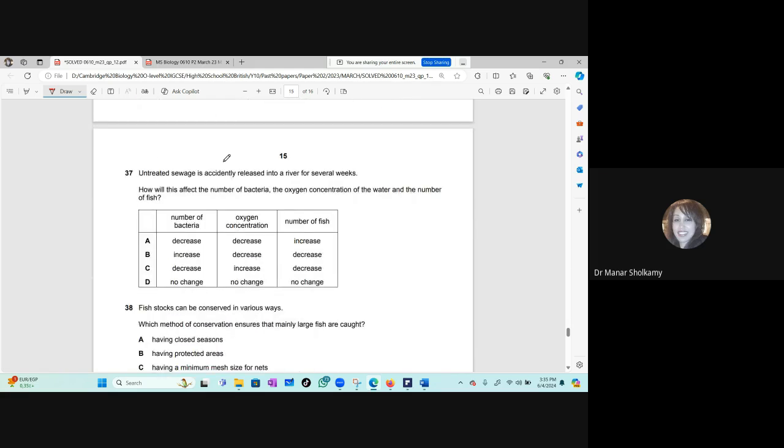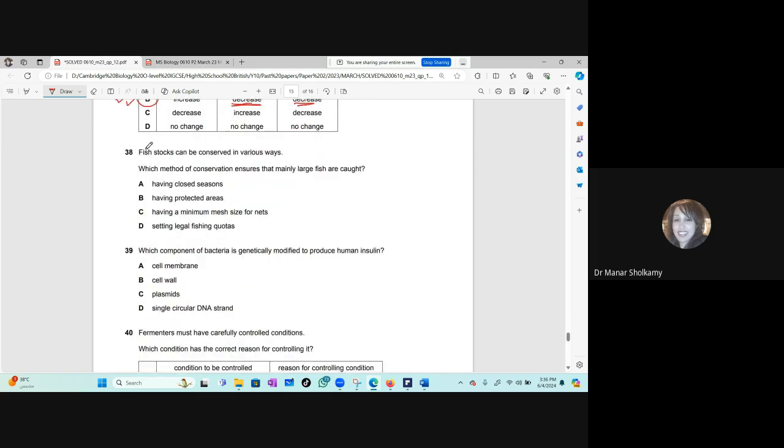37. Untreated sewage is accidentally released into a river for several weeks. How will this affect the number of bacteria, the oxygen, and the number of fish? Now, the number of bacteria, will it increase or decrease? Of course, it will increase. There's only one increase, in which option, A, B, C, or D? B. Yes. And let's look at the rest. The oxygen will decrease, of course, and the number of fish will decrease. It's B. Nice, easy.